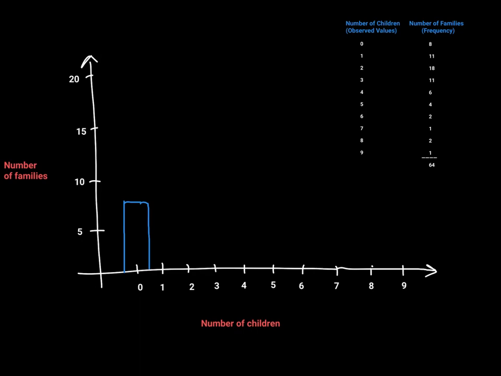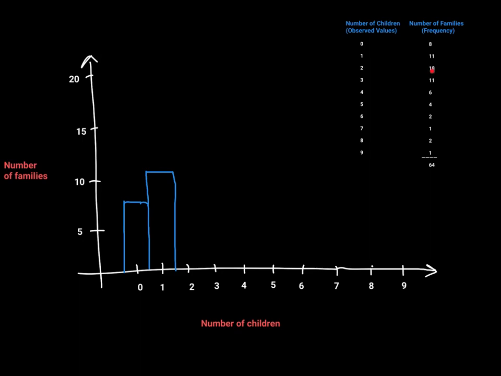Let's see, there are 11 families that have 1 child. So above 1, I need to go all the way up to 11. So let me see if I can do that. And I'll go up to 11 like that. I'm trying to do this as neatly as possible for us. There. That's pretty good. So this goes up to 11 here. That's what that's supposed to be, 11. And it's centered over 1.